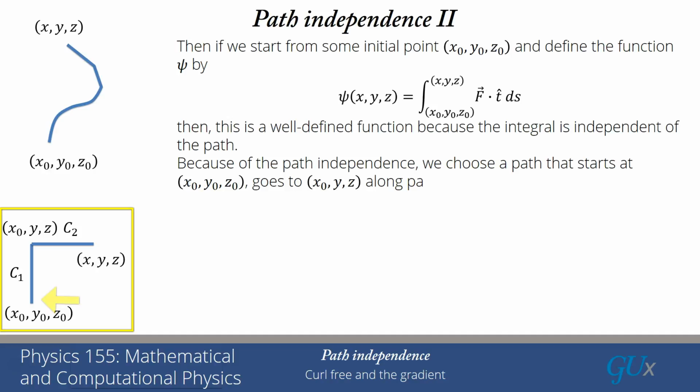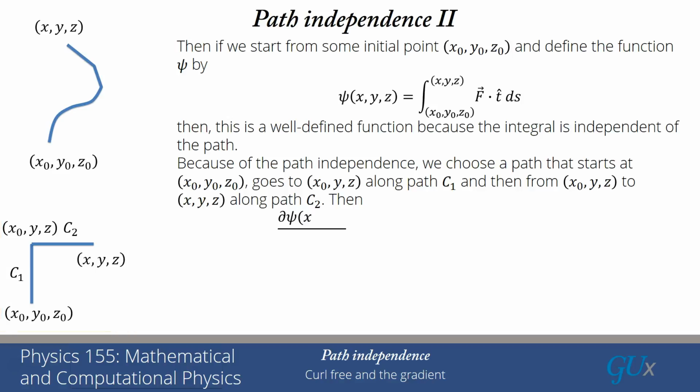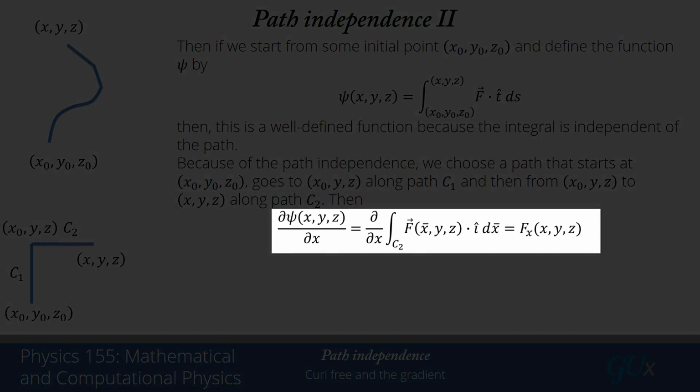So we assume we go from x0, y0, z0 to x0, y, z. We don't change the x component along the path c1, and then along the path c2, all we do is change the x component. If I want to take the derivative with respect to x, the x only appears in this path c2. So I'll be taking the derivative with respect to x of the integral of f dot the tangent vector, which is the unit vector in the x direction. So that's going to be the fx component.